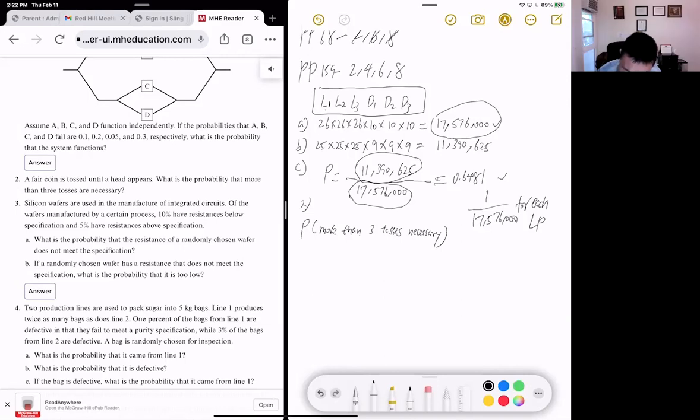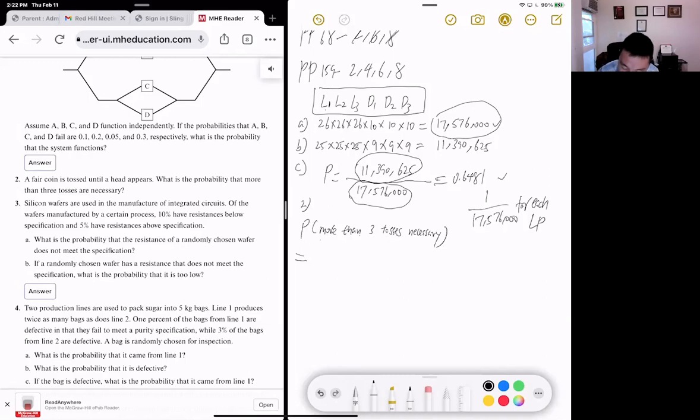Okay, so let's see what the question is trying to do. The experiment is to toss a coin until a head shows up. So when more than 3 tosses are necessary, what does that mean? In what situation do we need more than 3 tosses? The experiment will stop as soon as a head shows up.